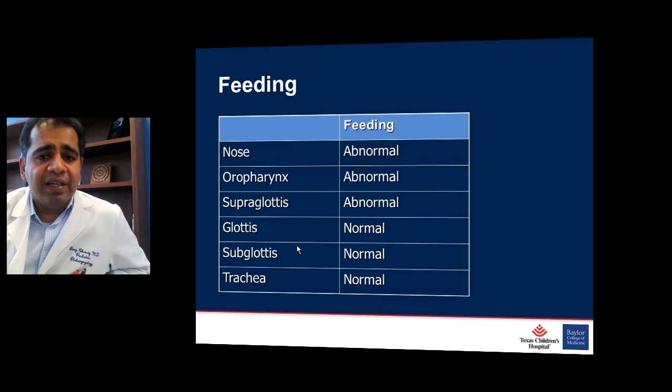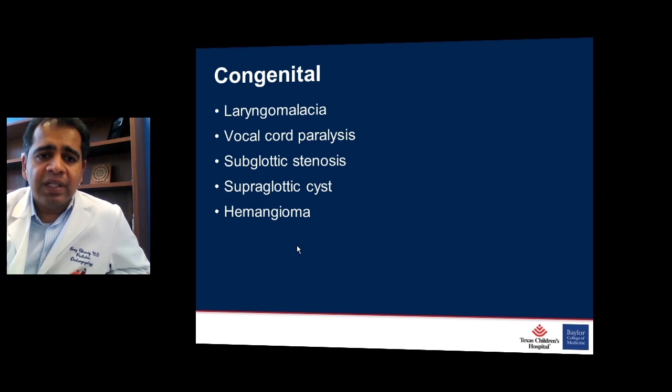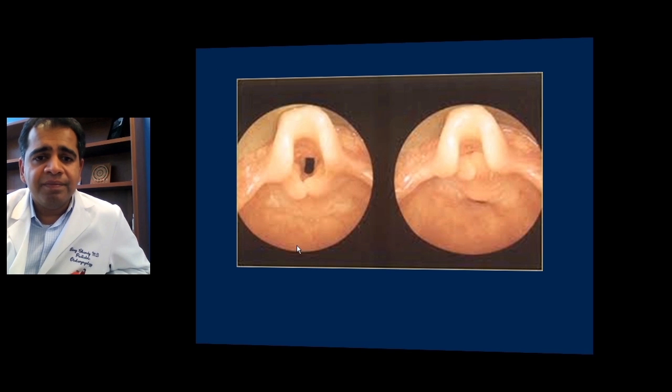So if they have something like choanal atresia, where they can't breathe through their nose, they'll oftentimes turn blue when they're feeding. So I'm going to go through some of the most common congenital lesions that cause airway problems. The most common of any of them is laryngomalacia, but also the second most common is vocal cord paralysis. But you can also see subglottic stenosis, supraglottic cysts, and hemangiomas as other lesions that can cause congenital stridor.